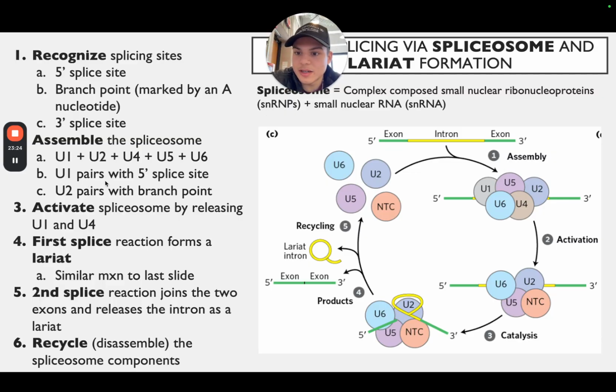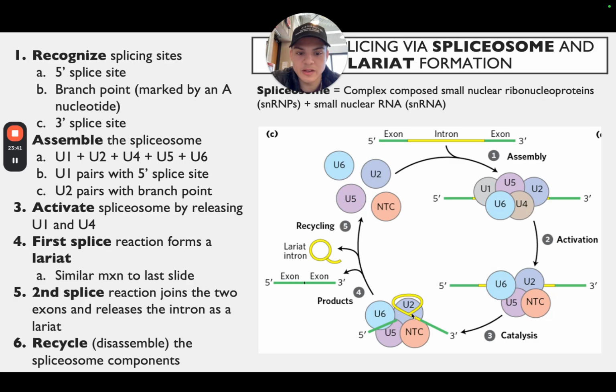So we know U1 is going to pair with the 5' splice site. We know that U2 is going to pair with the branching point. And what's going to end up happening is we're going to activate the spliceosomes by releasing U1 and U4. Now we're left with U2, 5, and 6. And the first splice reaction forms a lariat, as you can see here.